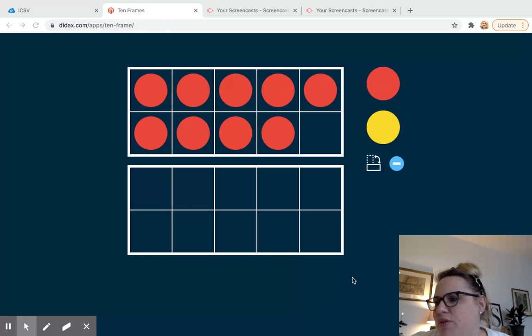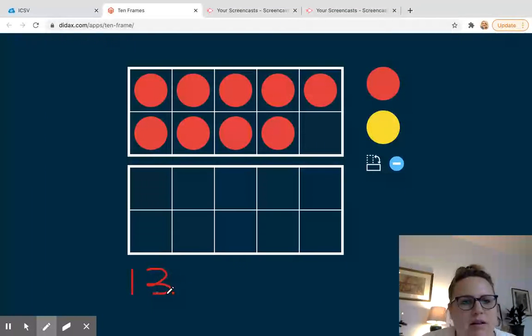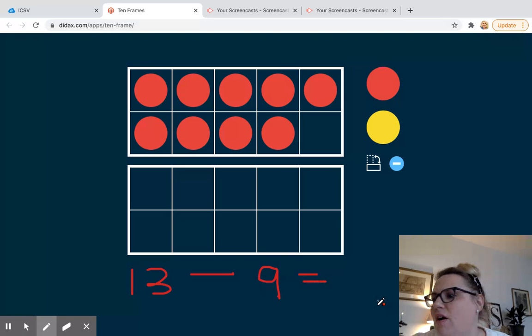I'm going to model this for you. So look at the top. It says you can make a 10 to help you subtract. 13 minus 9 equals. And I'm going to write that down here. 13 minus 9 equals. So that's what we're trying to solve at the top of page 230 in your workbook.